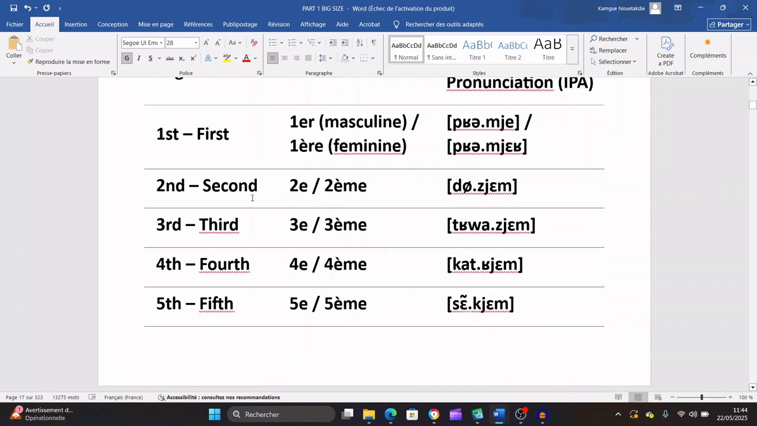Second. In French, either you use this one or this one. We pronounce it deuxième. Second is deuxième. Third. Troisième.